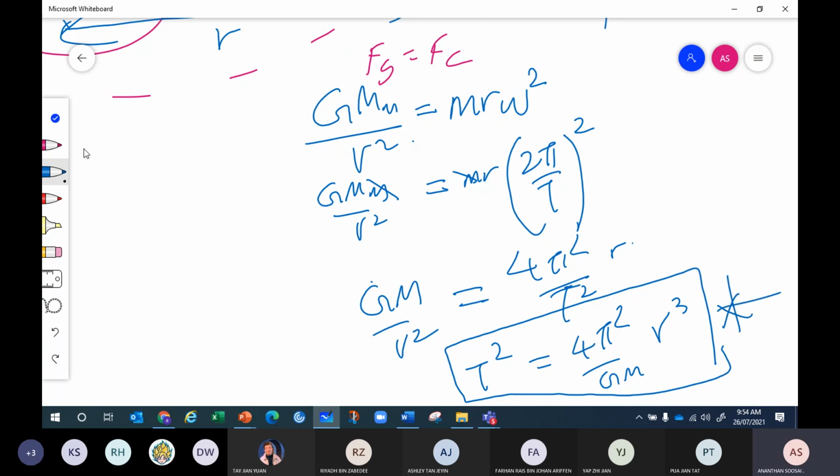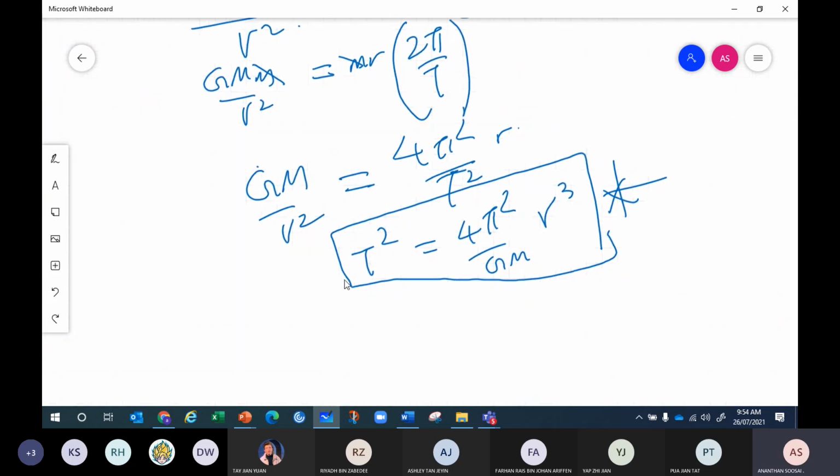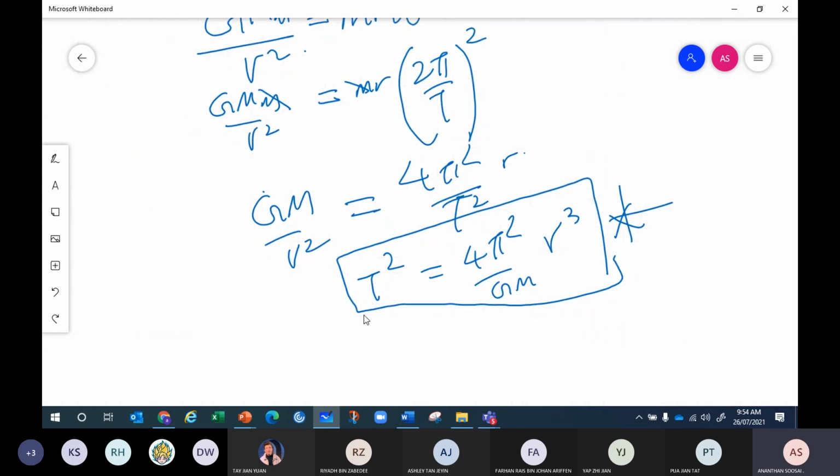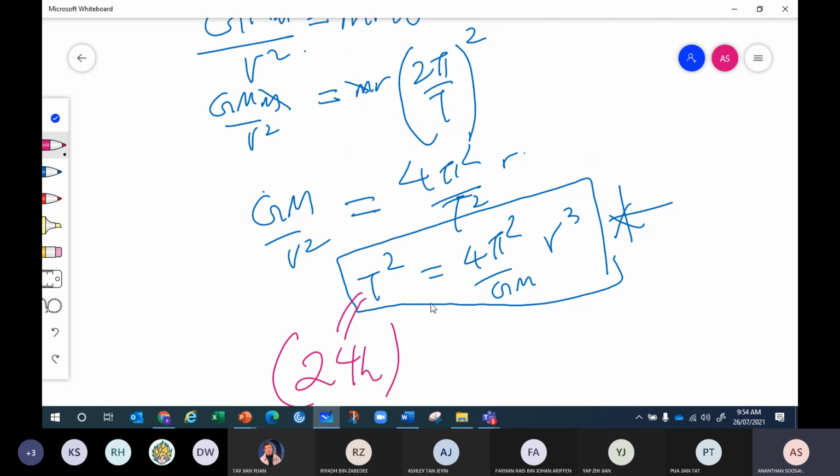Okay, we get this unique formula. T squared equals 4 pi squared over GM multiplied by r cubed. This is the unique formula which really helps us to find what height to launch a satellite. How do we know? Because what period do you want? The period you want is 24 hours. So the scientists use this formula. They key in the period of 24 hours in seconds, that means multiply by 24 times 60 times 60.